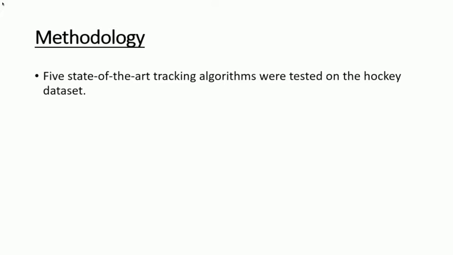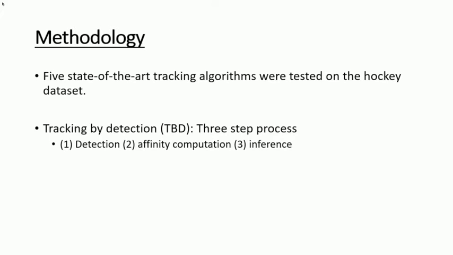In this work, we tested 5 state-of-the-art algorithms on the hockey dataset that we created. Of the 5 state-of-the-art algorithms that we used, 3 of them used the tracking by detection paradigm. In this paradigm, there are 3 steps: the detection of players on the screen using an appropriate object detector. Then we calculate affinity or appropriate features from these detections so that they can be matched with the existing tracks. And then finally, we use an inference algorithm to come up with the final result.